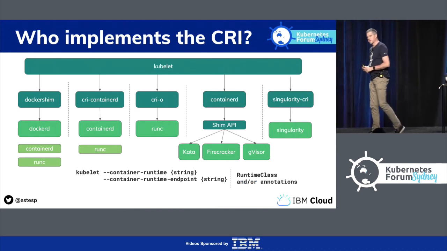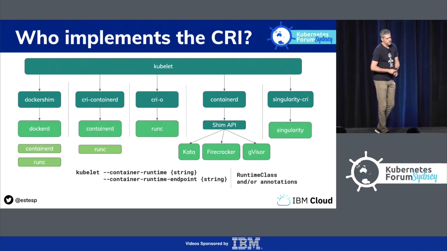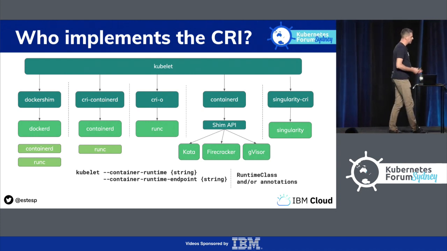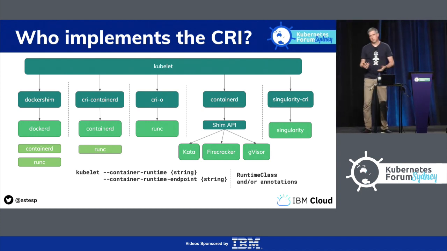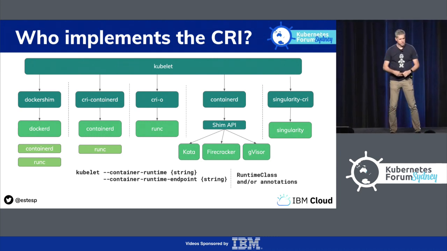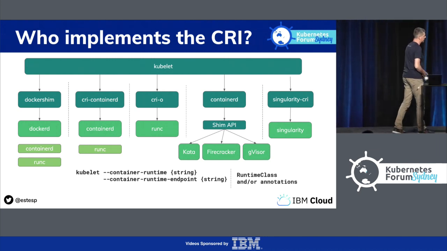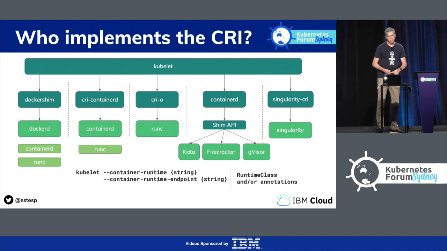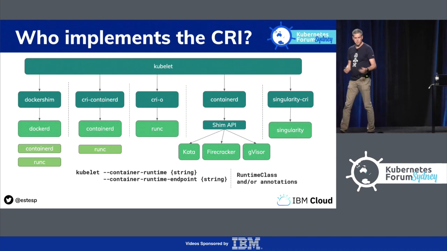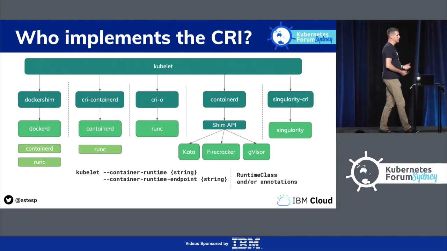So that's the current landscape today of who is actually implementing this interface. Obviously, Docker continues to be somewhat of a default. Many people still use the Docker engine. Docker shim is sort of grandfathered in. It's not a real CRI implementation, but when we talk about Kubernetes using runtimes, it makes sense for us to list it. But CRI-O and Containerd are the major implementers of the CRI today. I also break out Containerd to show that you can run other isolators underneath Containerd.